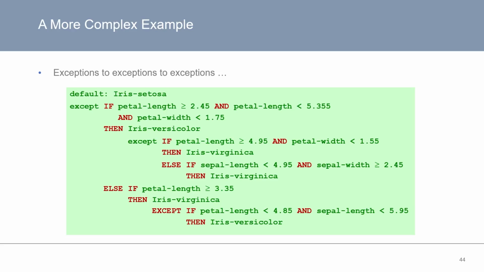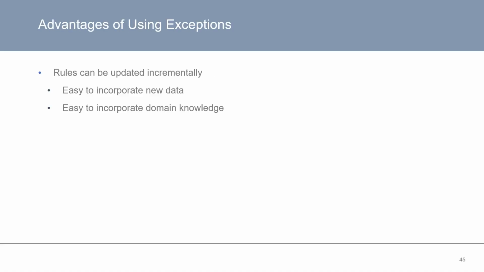In this case, we're using the default rule kind of in reverse, where we start with the default of iris setosa, and then indicate exception conditions where we want to conclude a different class of iris, specifically iris versicolor and iris virginica. The advantage of building rule systems using exceptions is that the rules can be updated incrementally. In other words, it can be easy to incorporate new data or to incorporate new domain knowledge.